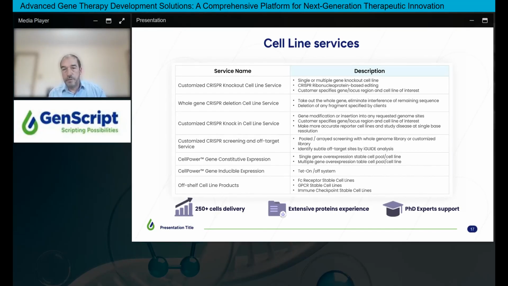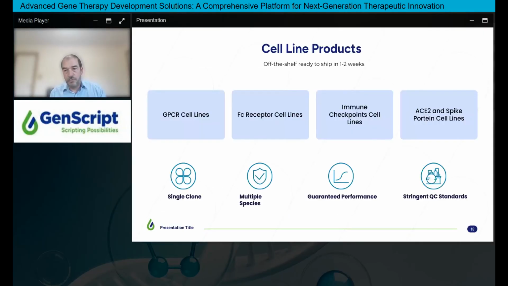We also offer cell line services. We have a wide variety of them: customized CRISPR knockout cell line service, whole gene CRISPR deletion service, customized CRISPR knock-in cell line service, customized CRISPR screening and off-target service, cell power gene constitutive expression, and cell power gene inducible expression. In addition to this variety of services, we also have a very large library of over 250 different cell lines that are off the shelf.